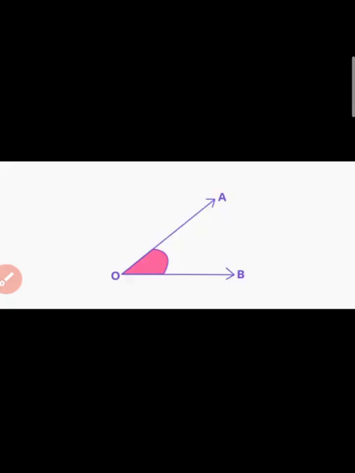Let us learn naming an angle. How to give a name for the angle. For naming an angle, we need to follow some steps. First step, use the letters on the arms of angle. Here the letters are O, A and B. Second point, the letter for the vertex is always written in the middle. And now the third point, we use the angle symbol to indicate an angle. This is the angle symbol.